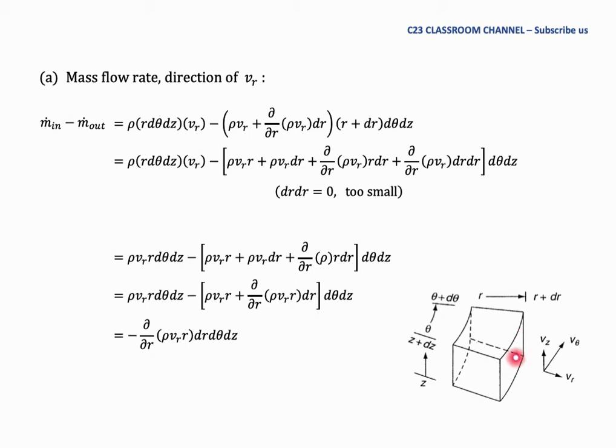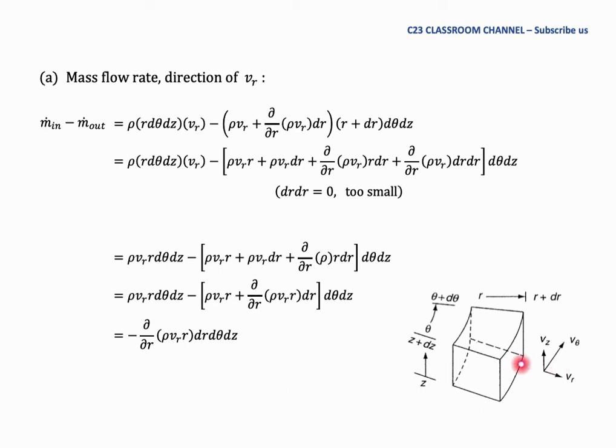We can calculate the cross-sectional area here using this equation: R plus dr, because the distance here is R plus dr, times d theta, because R plus dr is the length of the radius. We multiply by d theta to get the distance here, and then multiply by dz, the thickness of this element, to get the cross-sectional area at the outlet. So (R plus dr) d theta dz is the cross-sectional area at the outlet.